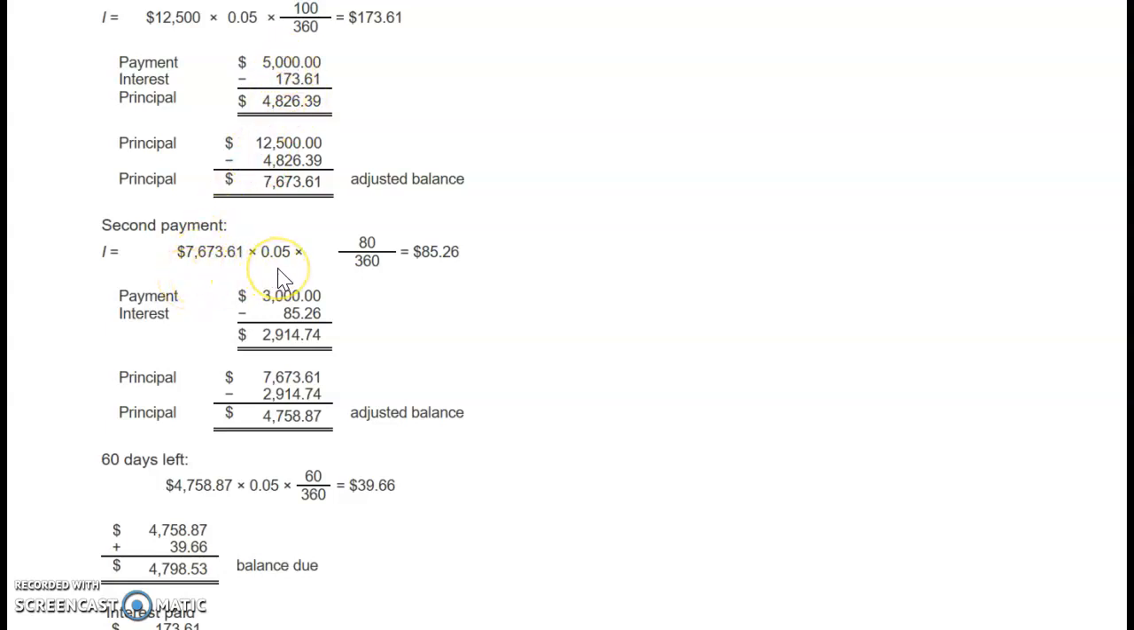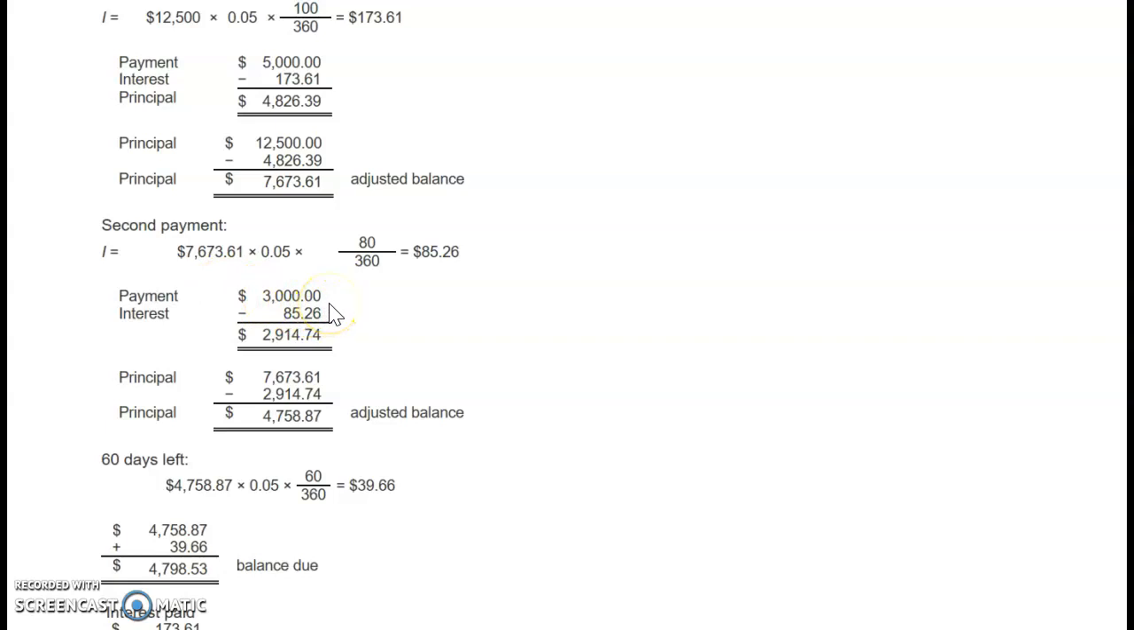Times the rate, so 5% changed in decimal form, times 80 days over 360 days. Why 360? Because we are using the ordinary interest method. So the interest you calculate on that is $85.26.